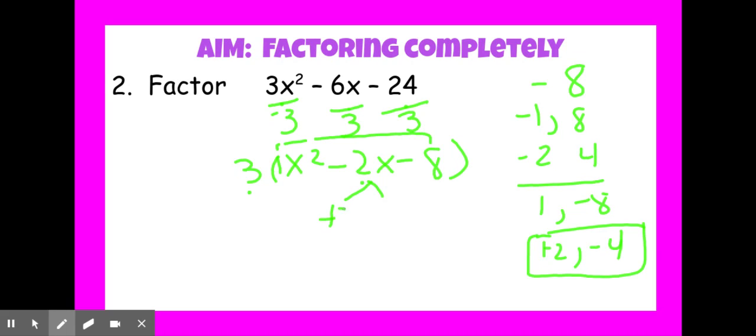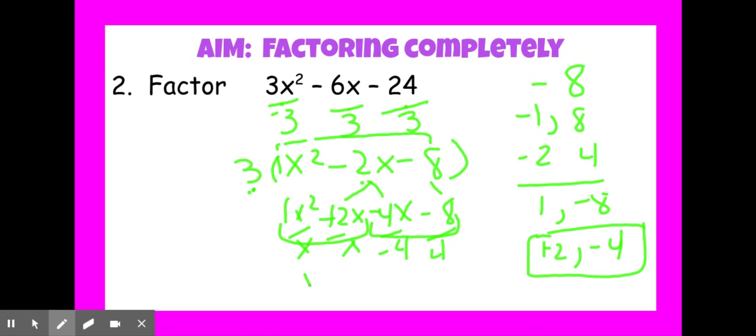So I'm going to break it up to 2x minus 4x, and then I bring down my negative 8. I bring down my 1x squared, and eventually I will not forget my 3. Okay, so I'm going to factor the GCF, which is x, of the first 2 terms, and negative 4 because of the leading negative in the next 2. So I'm left with x times x plus 2. And I take my negative 4 out, and I'm left with x plus 2. And then the trinomial factors out to x plus 2 times x minus 4.